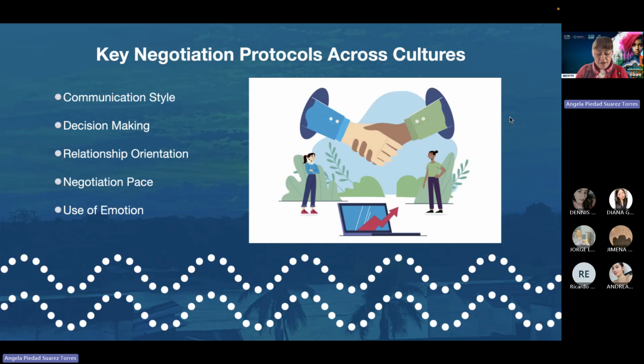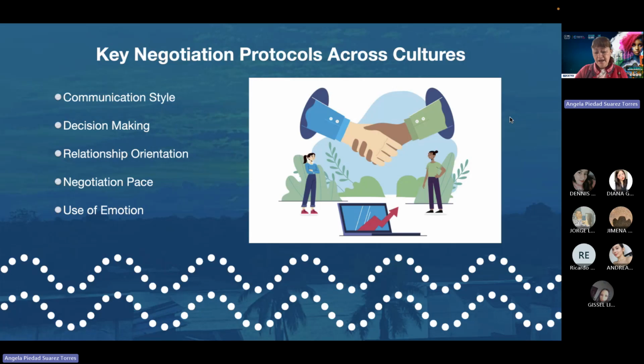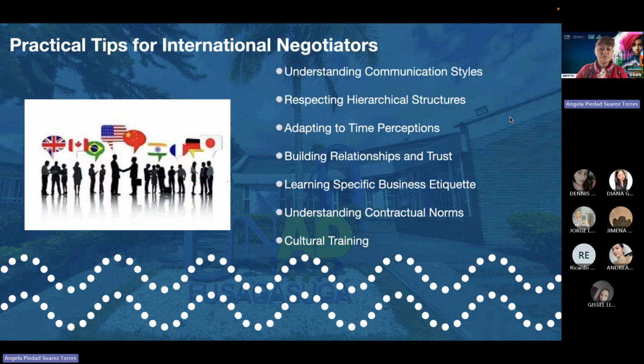So it is very, very important for us to know those key negotiation protocols across cultures, because sometimes they make the difference. They are going to determine the success or the failure of the process of negotiation that we have. So those key negotiation protocols across cultures are elements that you always have to take care of, to look at, and to be aware of.